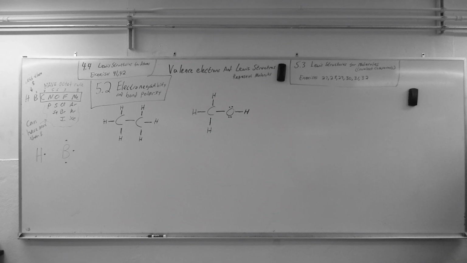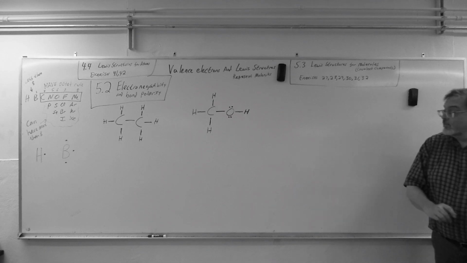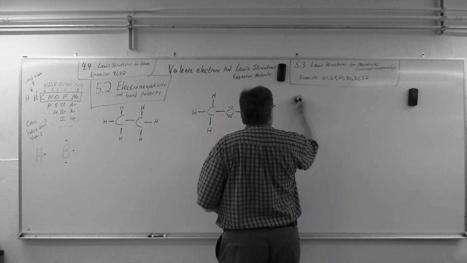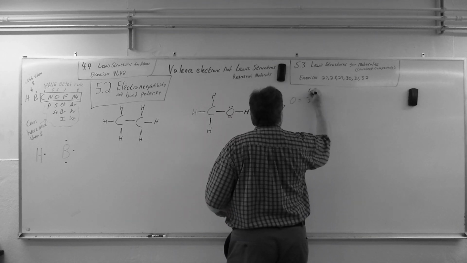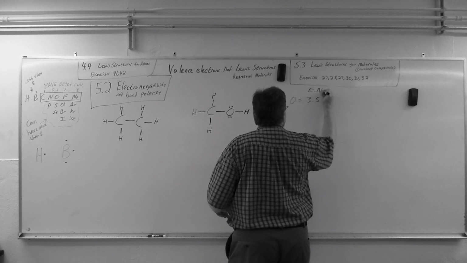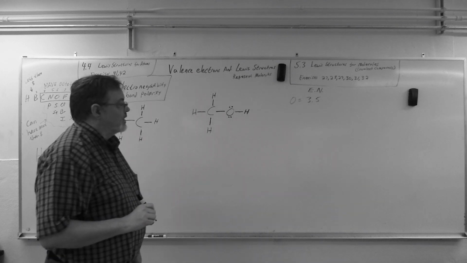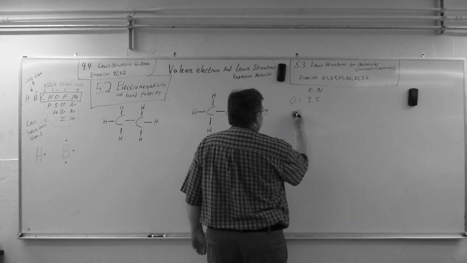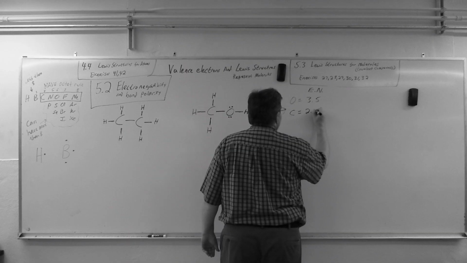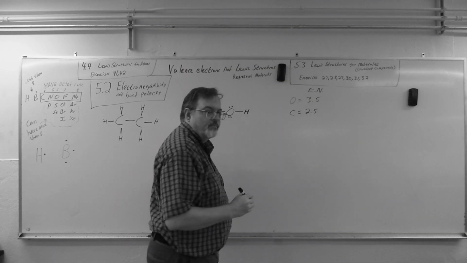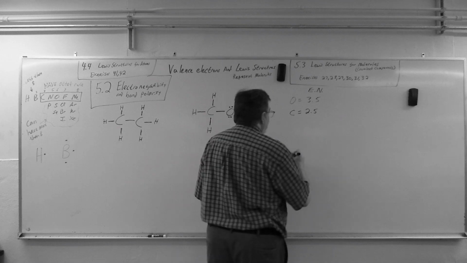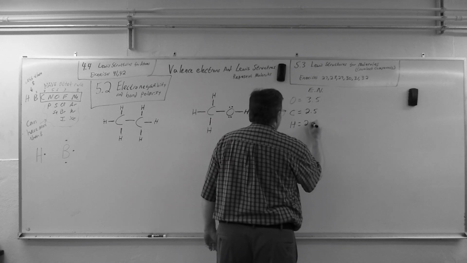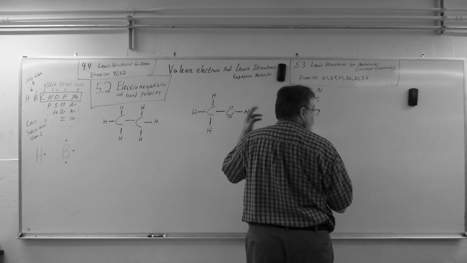Oxygen says 3.5, carbon says 2.5, oxygen says 3.5. I like doing EN for electronegativity, so I don't have to write that big long word. Carbon 2.5. What does it say for hydrogen? 2.1. Okay, that's everything in these molecules.